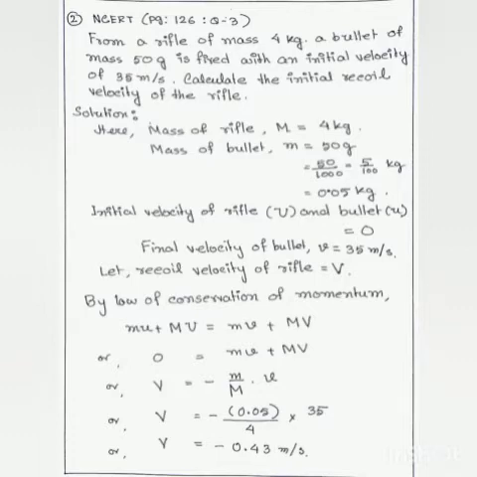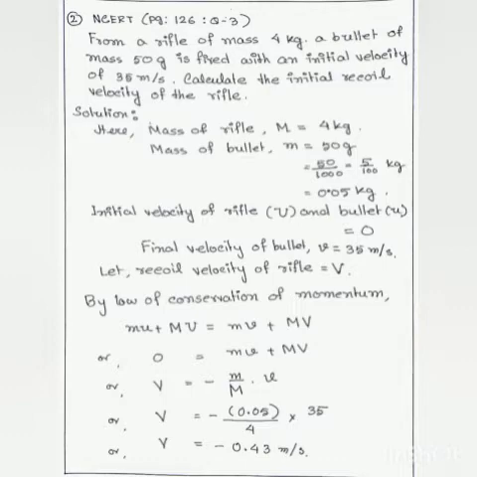Here mass of the rifle, that is capital M, is equal to 4 kg and mass of the bullet, small m, is equal to 50 gram, equals 5 by 100 or 0.05 kg. Now here initially the rifle and the bullet both are at rest. So initial velocity of rifle and bullet is 0 and final velocity of the bullet, small v, is 35 meter per second, and we have to find the recoil velocity of the rifle, that is capital V.